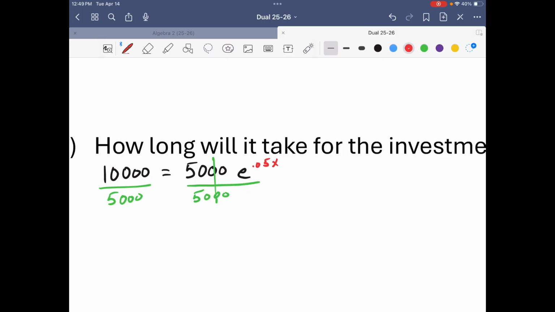That cancels. 10,000 divided by 5,000, you're going to get 2 eventually. 2 equals e, and then it's 0.05x on top. And we want to bring it down, right? How do you bring it down? By taking the ln of both sides. And when you do that, what happens? This is going to fall down in the front. So let's rewrite it.